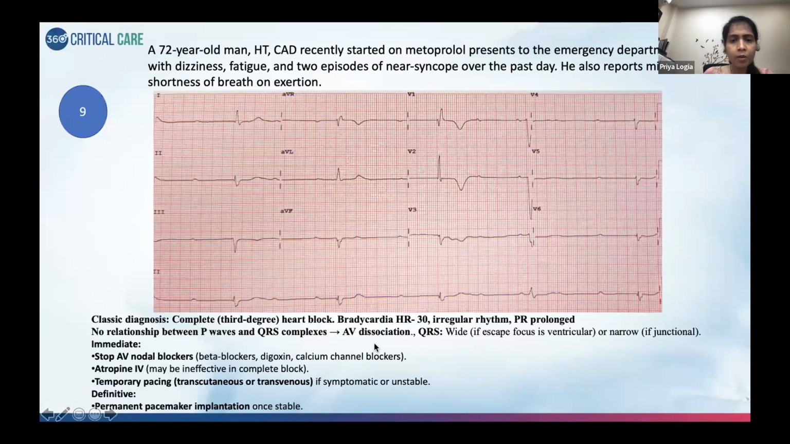Okay. So first and foremost, he's on metoprolol, so stop that. And will atropine help? In high degree heart block, it may not be so effective. Patient is symptomatic, so you will have to do transcutaneous or transvenous pacing and then plan for a permanent pacemaker insertion. Okay.